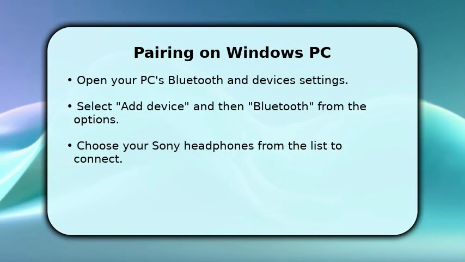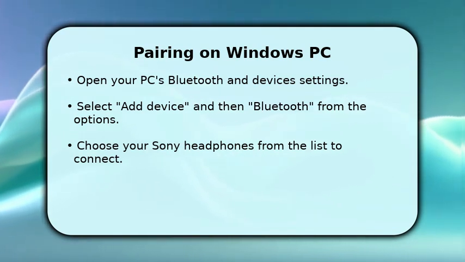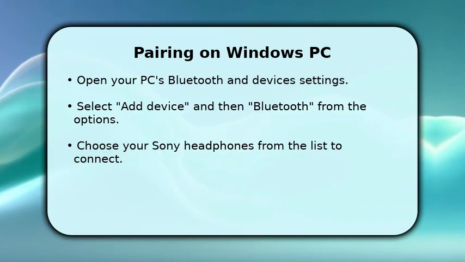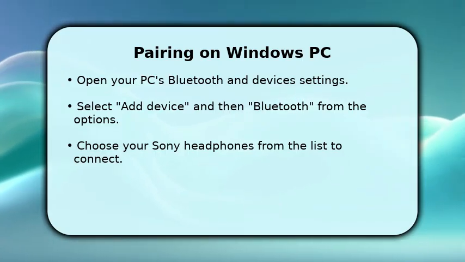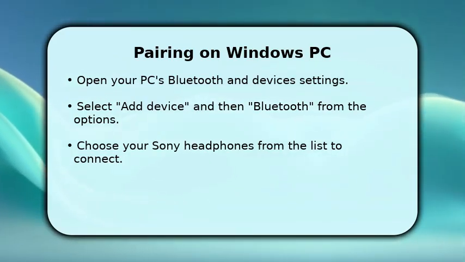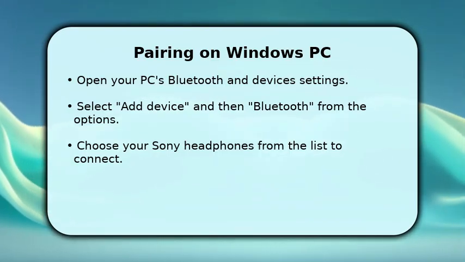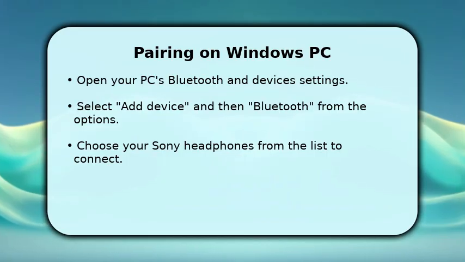Now, let's pair your headphones with your computer. On your Windows PC, open the Bluetooth and other devices settings. You can find this by searching Bluetooth in the Start menu. Click on Add Device, then select Bluetooth from the options presented. Your computer will begin searching for nearby devices. Once your Sony headphones appear in the list, click on them to initiate the connection process.